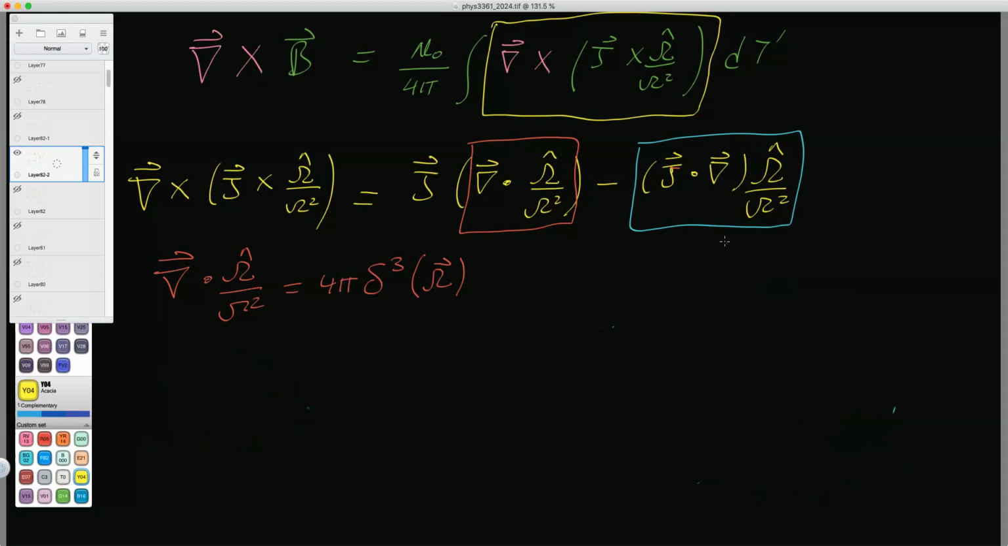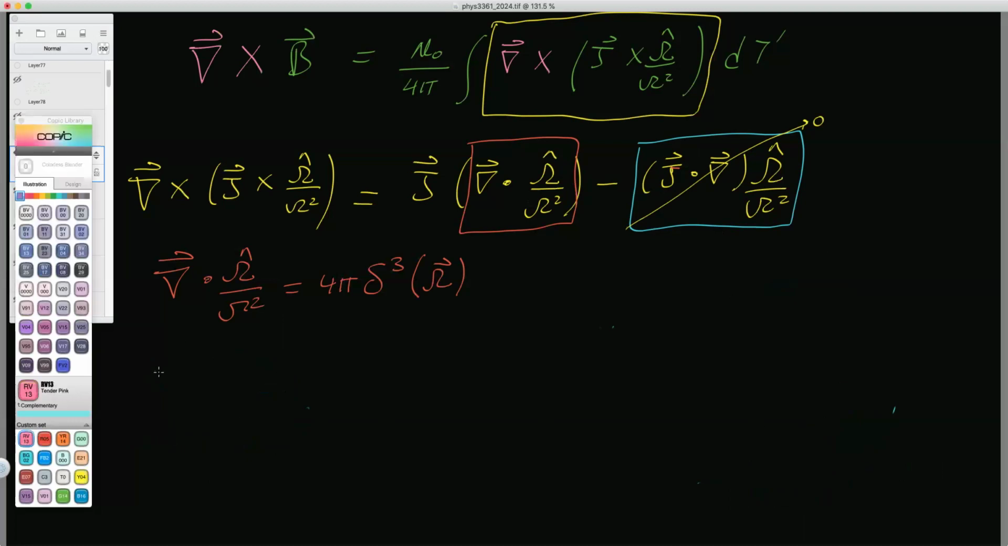Okay, so we have the red term, this term is gone. This term is bye-bye. So all we have is the red term. Okay, so del cross B.